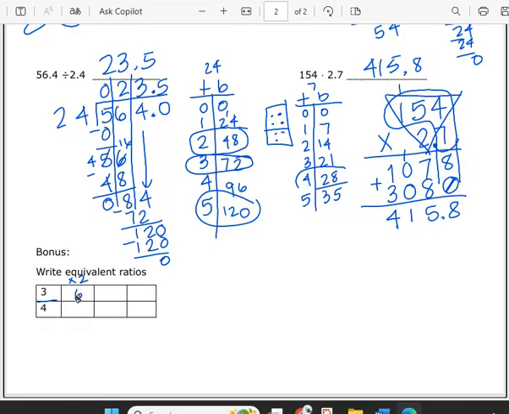3 times 2 is 6, 4 times 2 is 8, times 3, 3 times 3 is 9, 4 times 3 is 12. We can use times 4, 3 times 4 is 12, and 4 times 4 is 16.